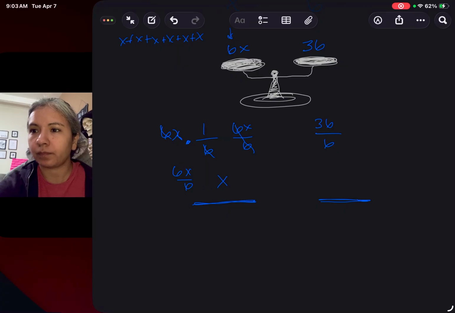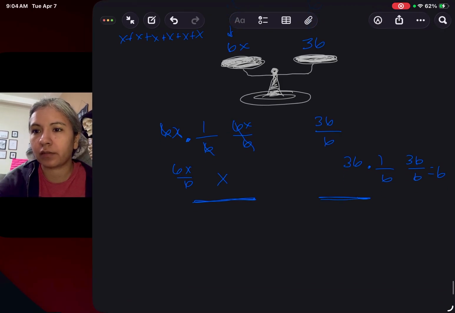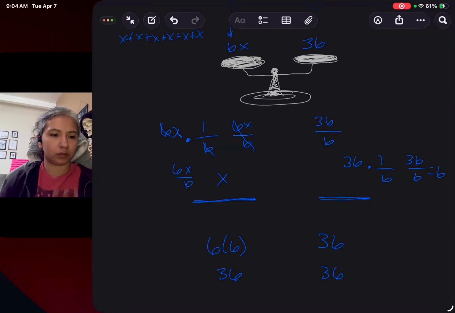So 36 times 1 over 6 is the same as 36 over 6, which is 6. So let's plug in the 6. So we have 6 times 6 on this balance and 36. 6 times 6 is 36. So they are balanced, they are equal.